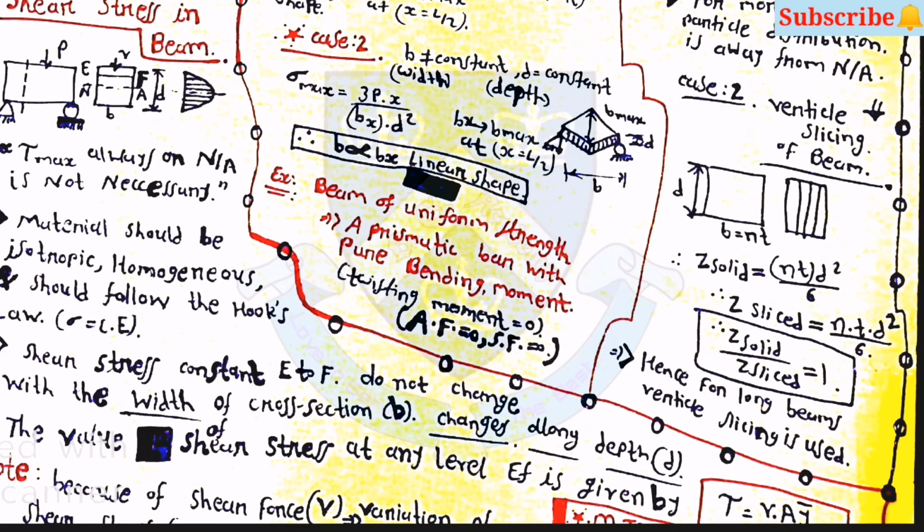The second case is vertical slicing of beam. For this case, Z solid is equal to n t into d squared by 6, and Z solid by Z sliced is equal to 1. Hence for long beams, vertical slicing is more used in practical cases.